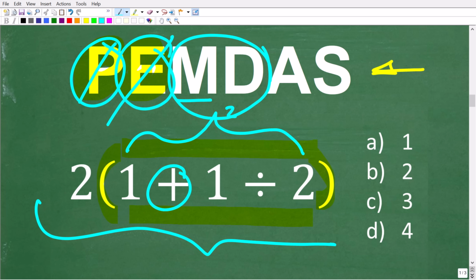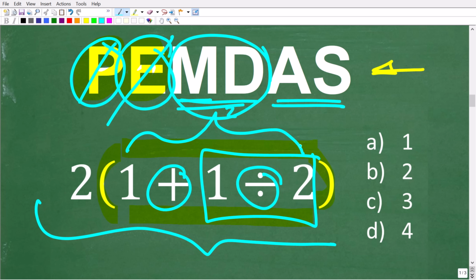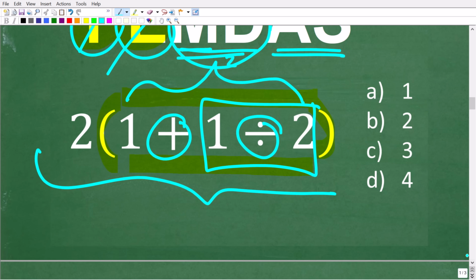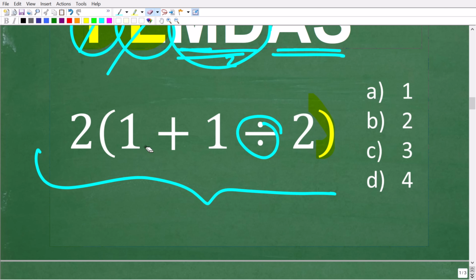So we have addition here and we have division. Of course, we have to do all multiplication and division before any addition and subtraction. So what we need to do here first is 1 divided by 2. And this is actually a fraction. All right, so this problem is going to get very interesting. So let's go ahead and take a look at what we need to do.